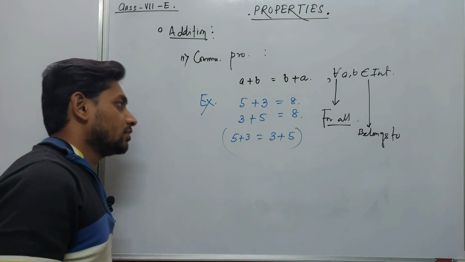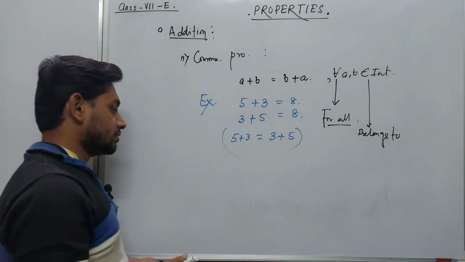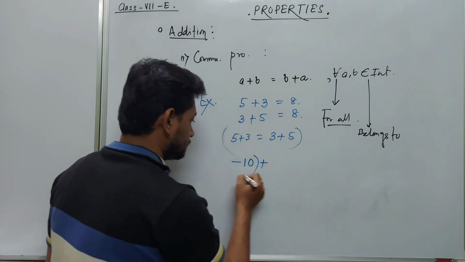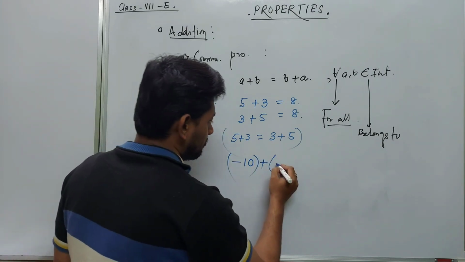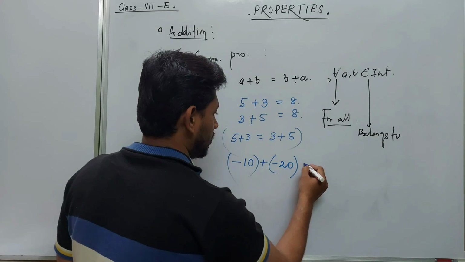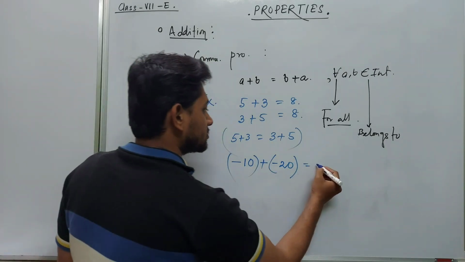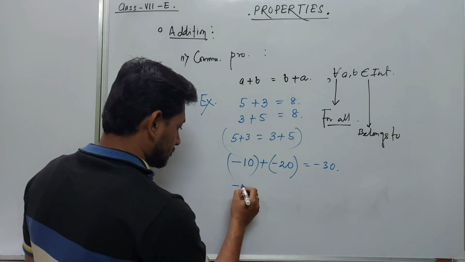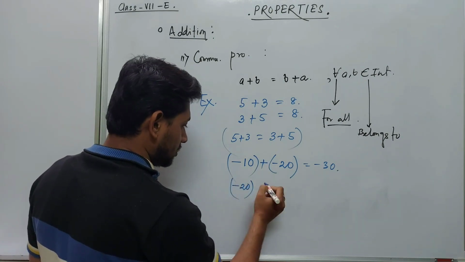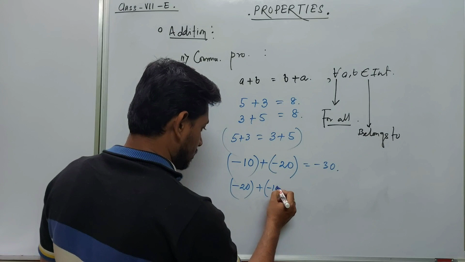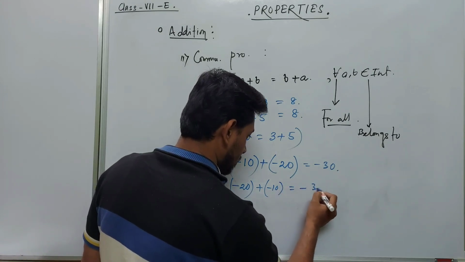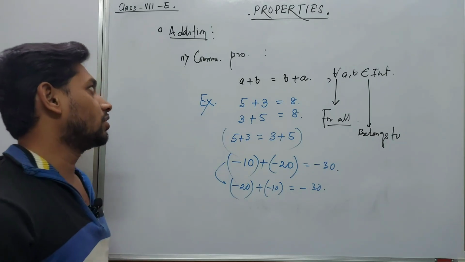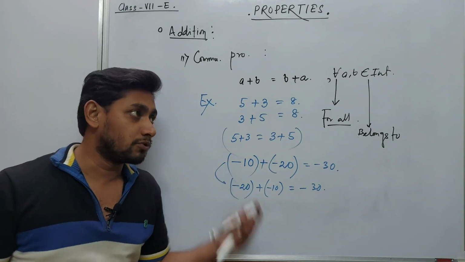Another example, you can write minus 10 plus minus 20. The value is minus 30. Similarly, if we write first minus 20, then minus 10, the result will be the same, that is minus 30. Both are equal. This is our commutative property.